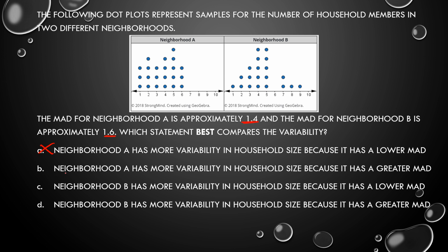B says that neighborhood A has more variability in the household because it has a greater MAD, but it doesn't. Neighborhood B has a greater variation because the mean absolute deviation is larger. So D says neighborhood B has more variability in the household size because it has a greater mean absolute deviation. This is the key part here. Whichever has the largest mean absolute deviation is going to have the greatest variability.